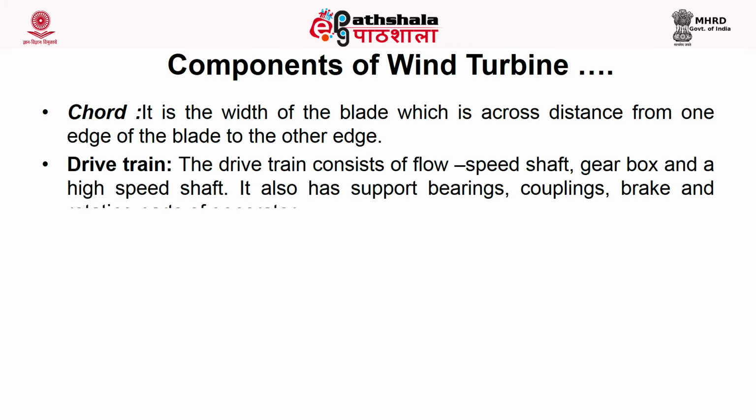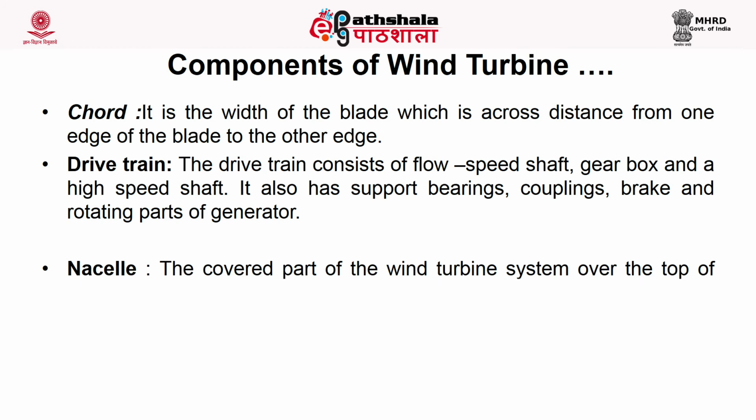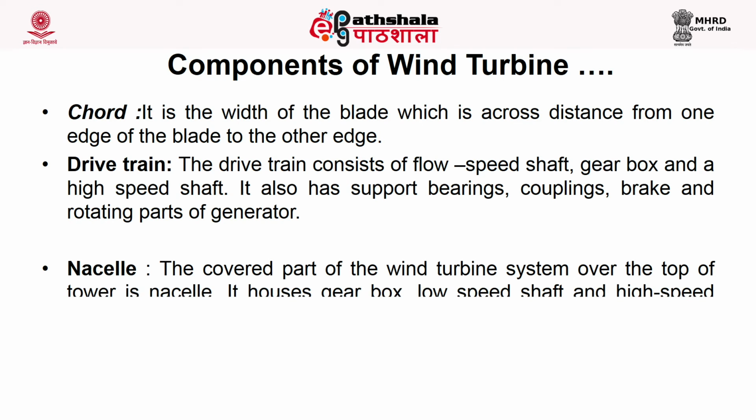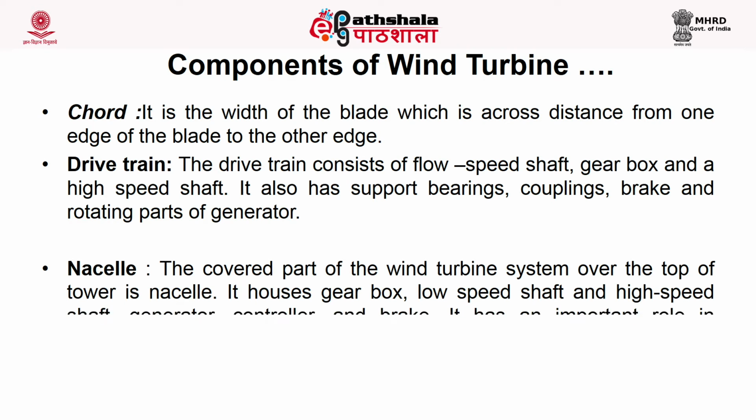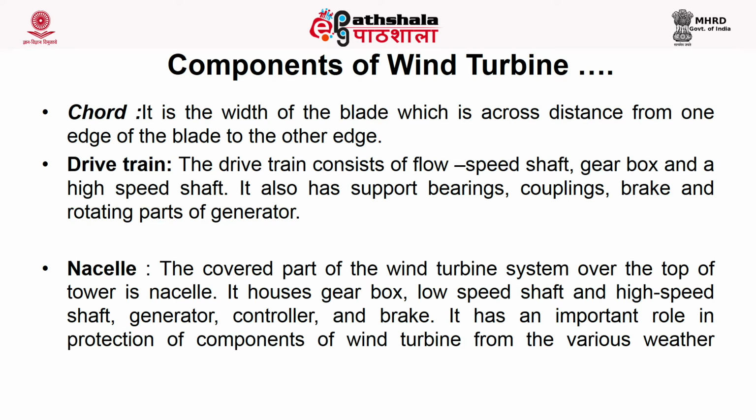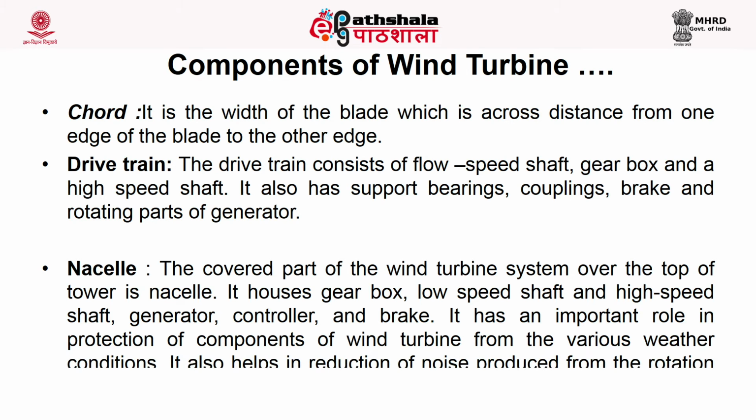Drivetrain: this consists of a low speed shaft, gearbox and a high speed shaft. It also has support bearings, couplings, brake and rotating parts of a generator. Nacelle: this is the covered part of a wind turbine system over the top of a tower. It houses the gearbox, low speed shaft and high speed shaft, generator, controller and the brake. It has an important role in the protection of components of the wind turbine from various weather conditions. It also helps in the reduction of noise that is produced from the rotation of the wind turbine. So, the nacelle is the covered part.